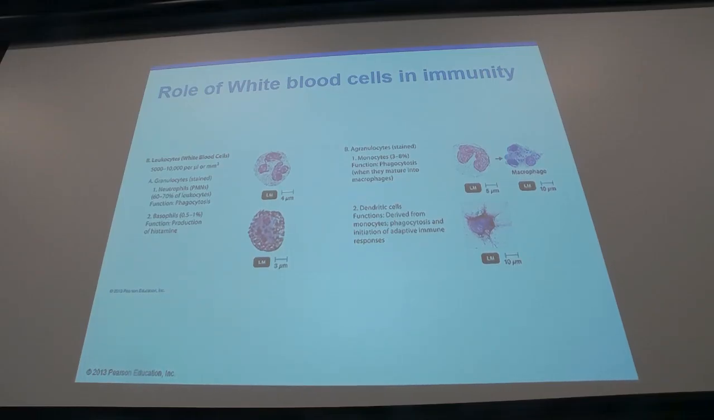So these basophils have so many abundant granules that you can hardly see the nucleus, and the granules are purple in color. In their granules, they have histamine. So when someone has an allergic reaction, these cells as well can increase in number.